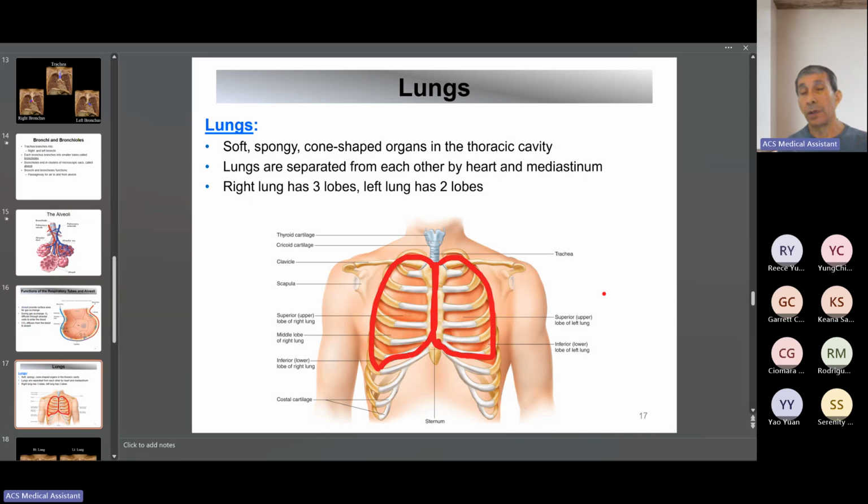Now, let's talk about the right lung. The right lung has three lobes, three compartments, three rooms, if you will. So we're gonna have one right here, the upper lobe. Then we're gonna have one right here. This is the middle one. And then we have a third one right here. Whereas the left lung only has two. This one right here and this one right here.